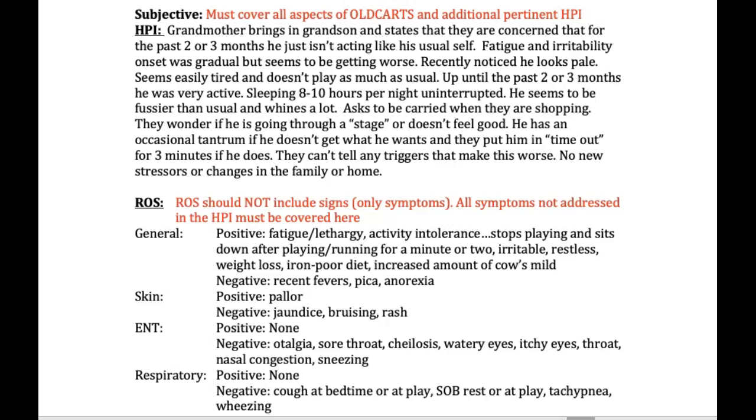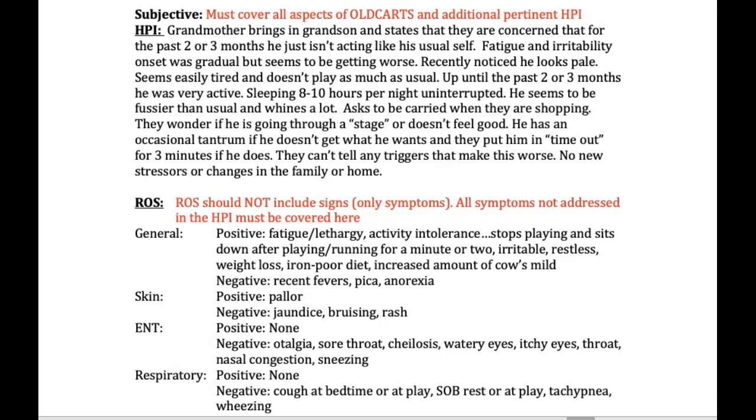Now he's been sleeping more than normal, 8 to 10 hours per night, and it's uninterrupted. He seems to be fussier than usual and whines a lot, asks to be carried when they go shopping. They wonder if he's going through just some type of stage or doesn't feel good. He has an occasional tantrum if he doesn't get what he wants, and he is put into timeout for about 3 minutes if this occurs. I can't tell if there's any triggers, as far as what makes it worse. There's not been any new stressors or changes in the family or in the home.